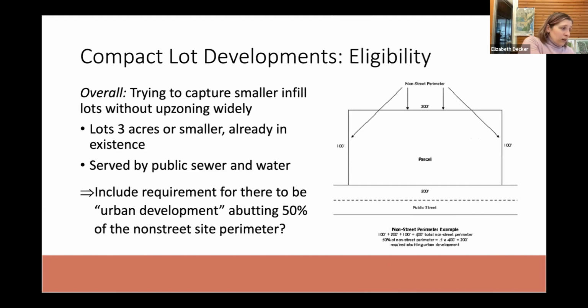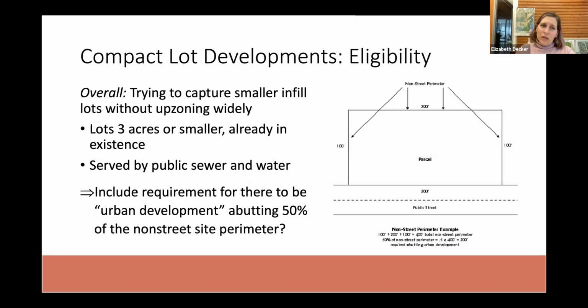The key feature that I'm hoping we can discuss is which lots should be eligible for these compact lot developments, so that it's a meaningful, and maybe you all can help me on the sales pitch here, right? We want this to be a meaningful development opportunity. We're really trying to capture some of these smaller infill lots, but we don't want it to be simply an option that allows rampant upzoning on any lot where any development is proposed. So we're trying to create some eligibility standards while still targeting the lots that really need it, if that makes sense.